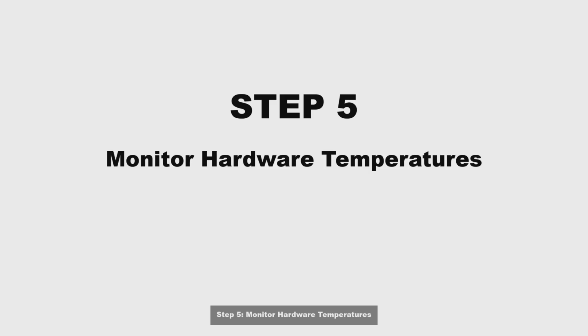Step 5. Monitor hardware temperatures. Check the temperatures of your CPU and GPU while playing. Overheating can cause throttling, leading to FPS drops. Ensure your system is well ventilated and consider cleaning dust from fans and components.